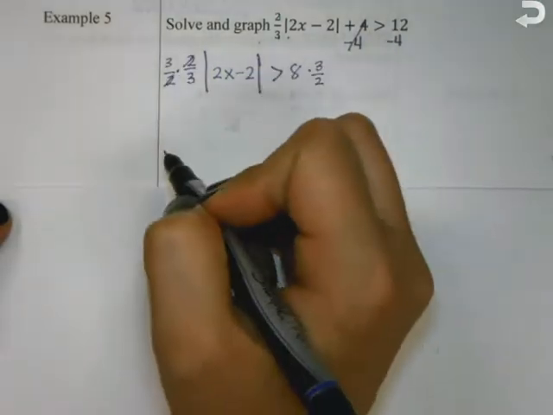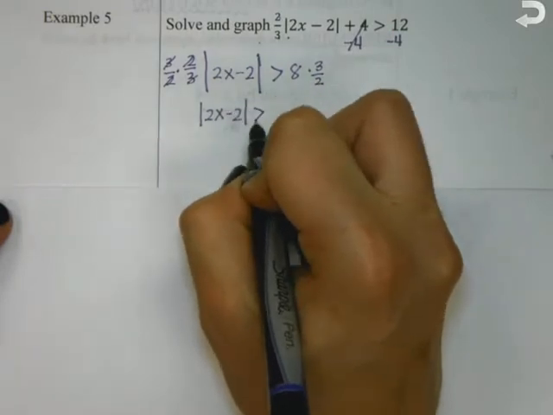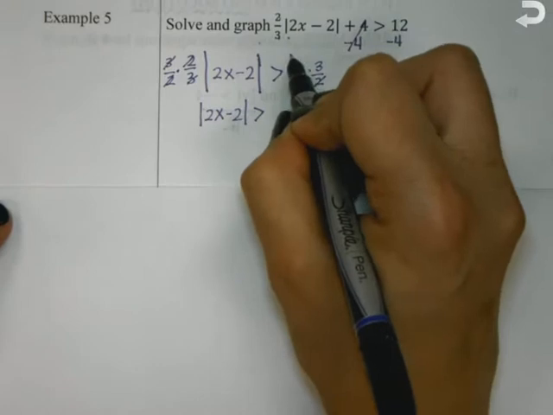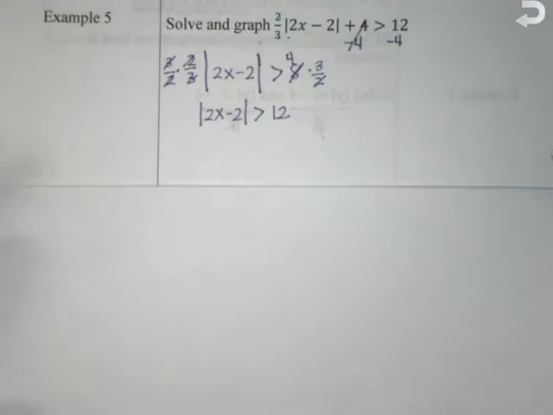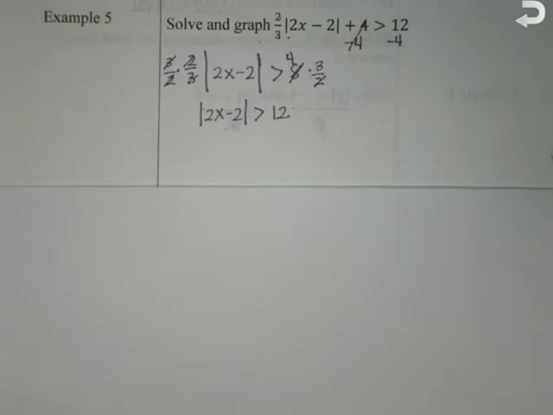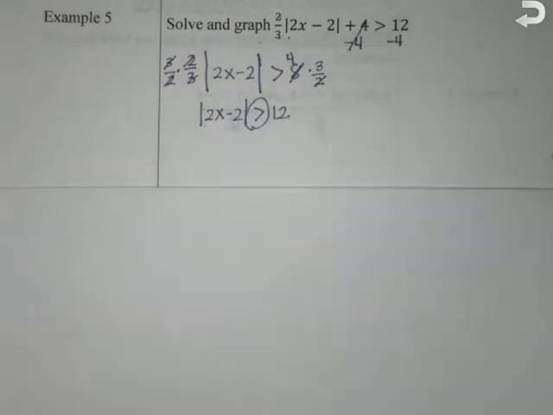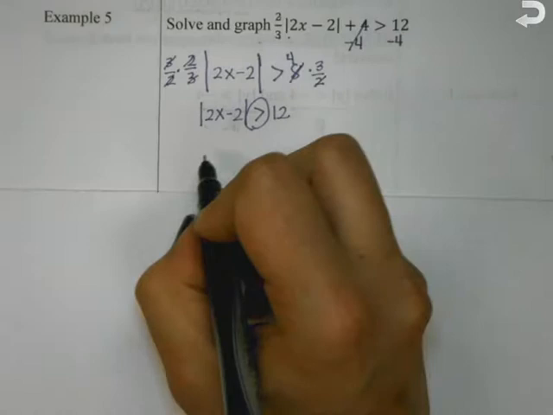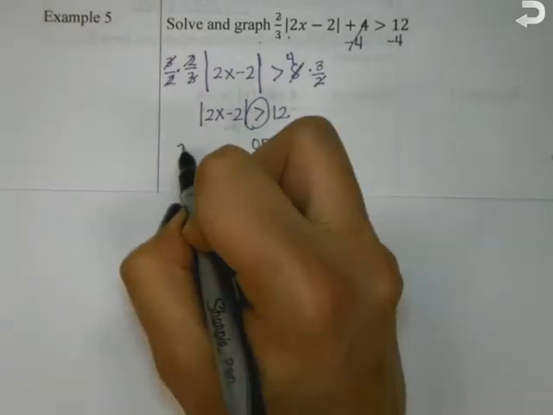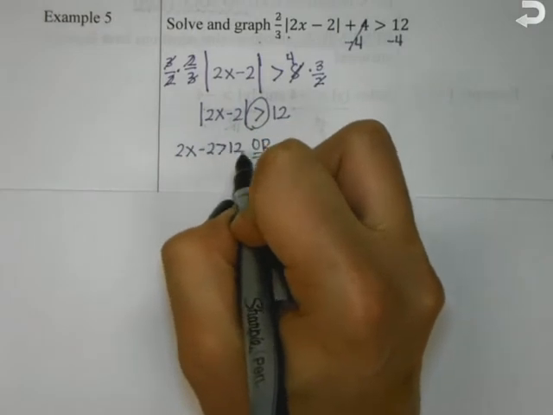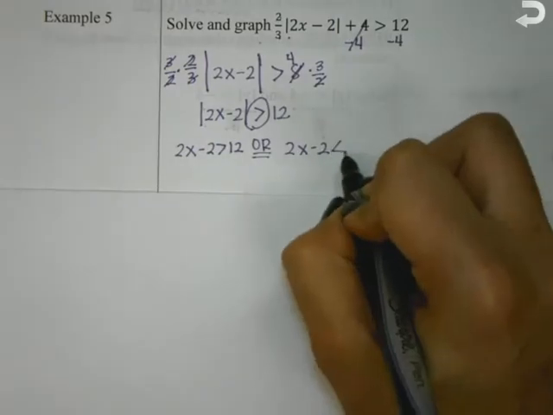So now I can look to see what my word is. I have the absolute value by itself, greater than 12. So my word is going to be or. So when I take those absolute value bars down, I have 2x minus 2 greater than 12, or 2x minus 2 less than negative 12. Because I changed the sign to negative, the symbol changes to less than. So since I know my word is or, I know I'm not going to be able to put my answers together, so my answer will be 2 separate inequalities.